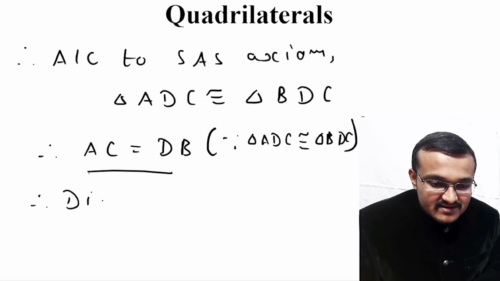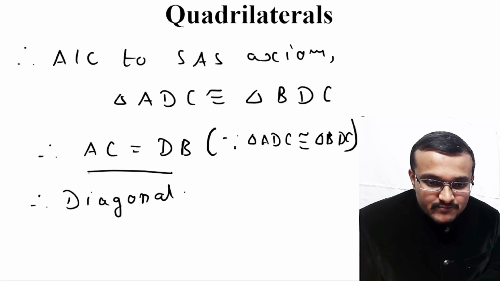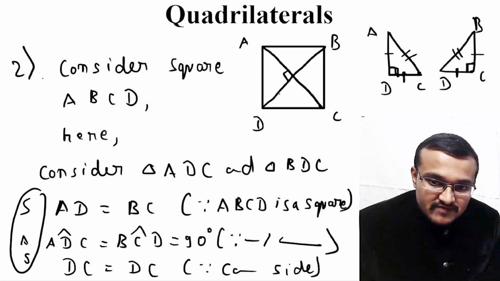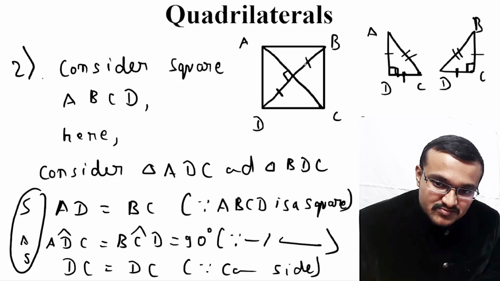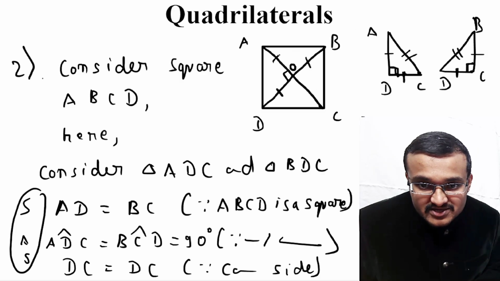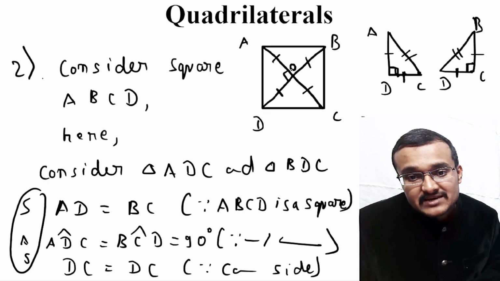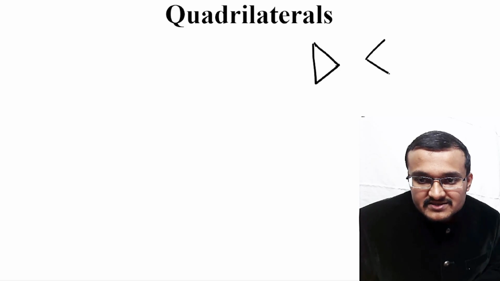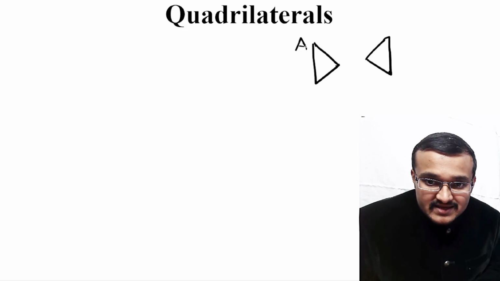So one thing we have proved, that is diagonals are equal. Now you have to prove that they bisect each other. If we call this point O, then OD should be equal to OB, and we need to prove that this particular side is also equal to this particular side, that is AO is equal to OC, and OD is equal to OB. So now we will consider these two triangles. One is AOD, the other is BOC.